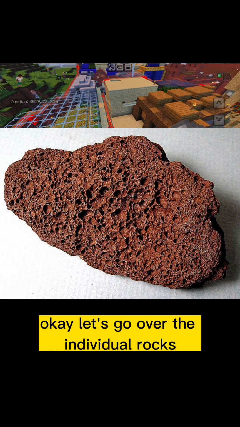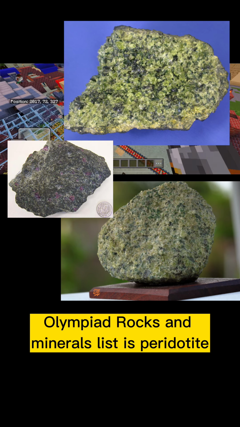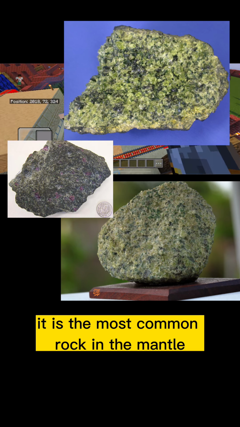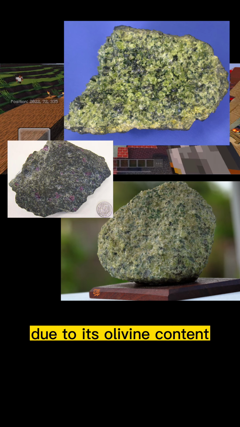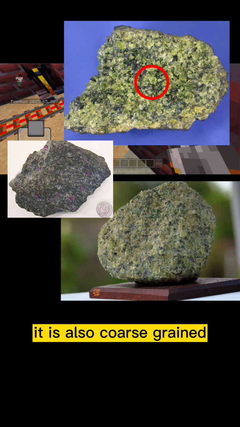Okay, let's go over the individual rocks. First, we have ultramafic rocks. The only rock that is ultramafic and found on the Science Olympiad rocks and minerals list is peridotite. So it is ultramafic and intrusive. It is the most common rock in the mantle. It has a black or greenish color due to its olivine content, which is the most mafic mineral inside of Bowen's reaction series. It is also coarse-grained, meaning that you can spot crystals in it.